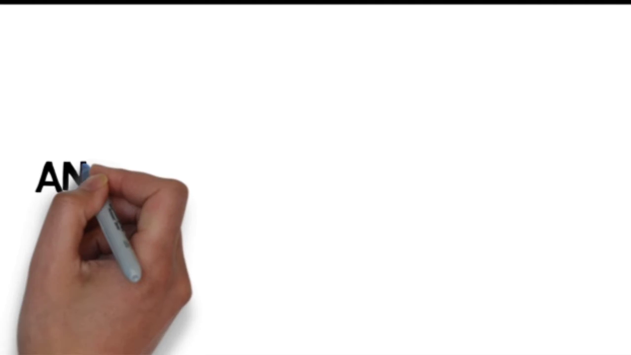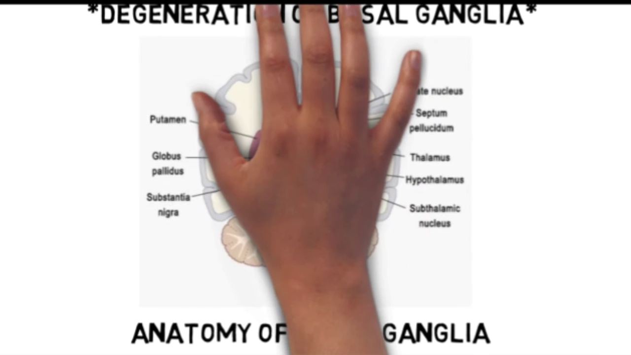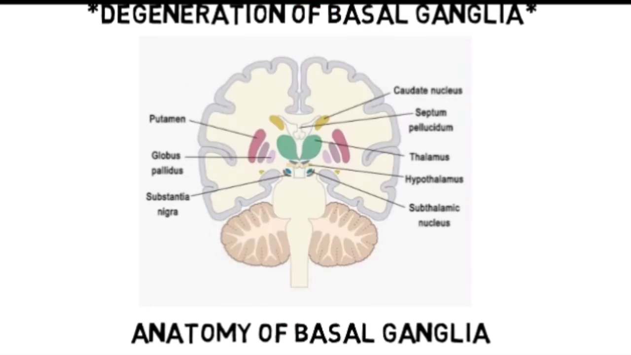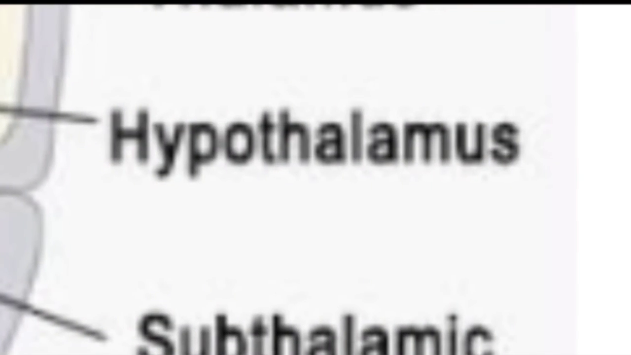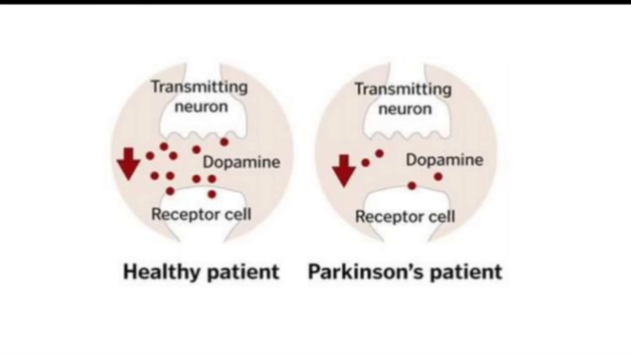Let's have a look at the anatomy of the basal ganglia. Basal ganglia includes substantia nigra, globus pallidus, putamen, caudate nucleus, septum pellucidum, thalamus, hypothalamus, and subthalamic nucleus. The dopamine neurons are commonly found in the substantia nigra and the hypothalamus. As compared to a healthy patient, a Parkinson's patient transmits less dopamine.